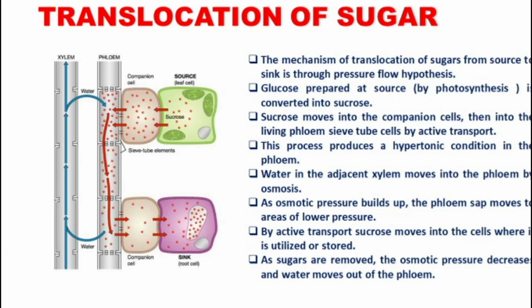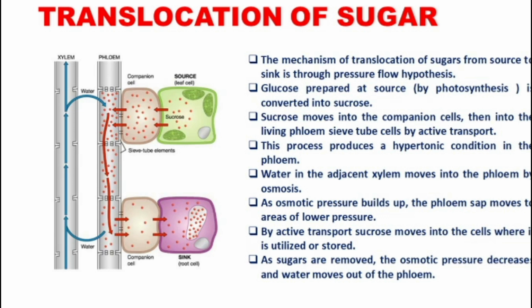Then translocation of sugar. The mechanism of translocation means the movement of food substances from one place to another place, that is source to sink. The mechanism of translocation of sugars from source to sink is through the pressure flow hypothesis. Here, the sucrose is continuously produced due to the photosynthesis process. So it increases the pressure, then it moves from higher concentration to lower concentration.